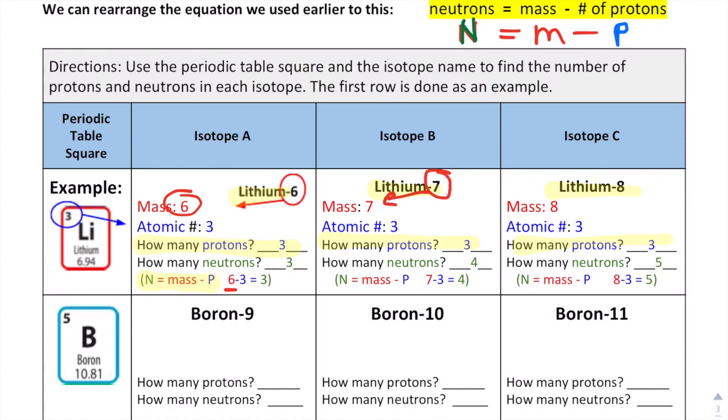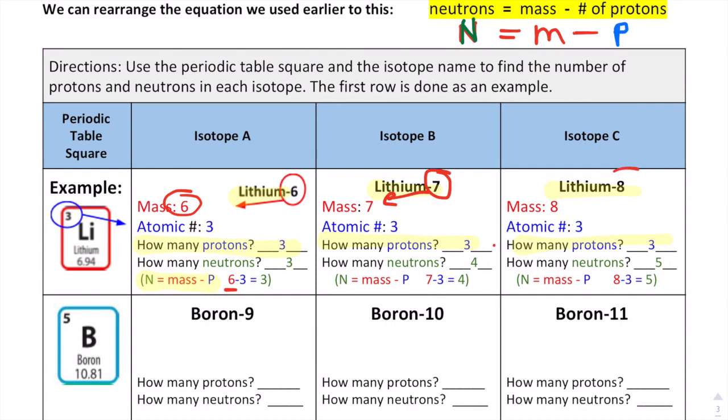but the atomic number is still 3 because it's still lithium. So this time protons are 3, but neutrons are 7 minus 3, or 4. So this one has 1 more neutron than lithium 6 did, and that's why it weighs 7. Imagine that atom then with 3 protons and 4 neutrons in the nucleus.